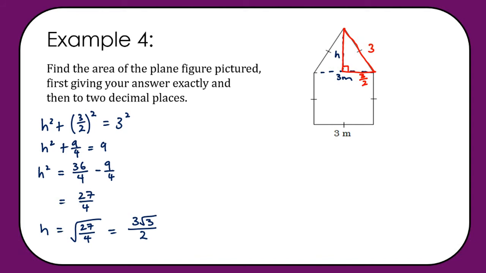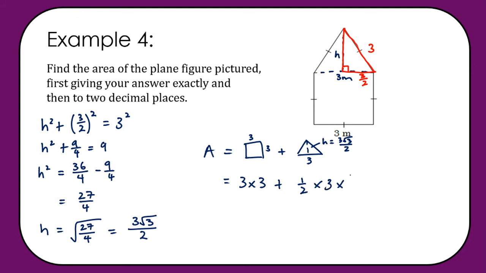Okay, so we've got our height of our triangle. So now we can think about the area. So the area of this shape is the square, the 3 by 3 square, plus the triangle, which has a base of 3 and a height, we've just worked out, to be 3 root 3 over 2. So my area is going to be 3 times 3 for the square, plus half times the base times the height. And again, this is an example where base times height over 2 would create an expression that's much more ugly to deal with than half times base times height.